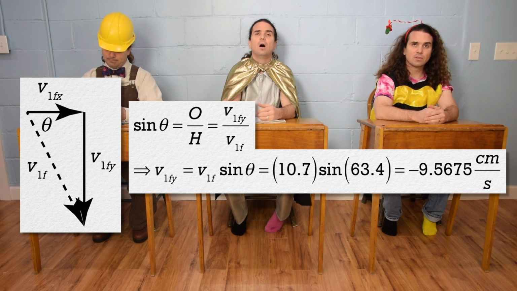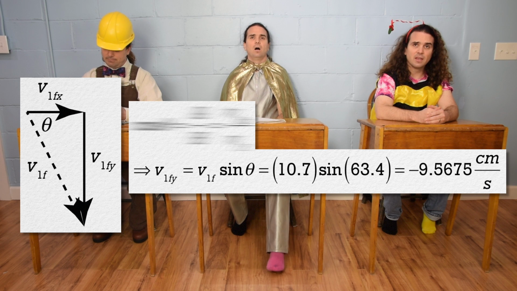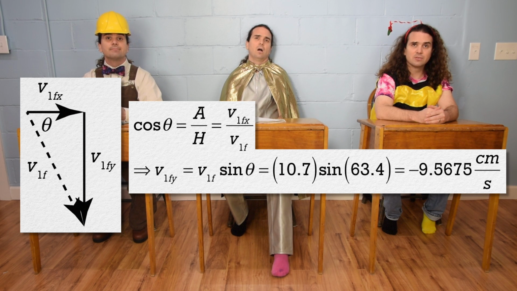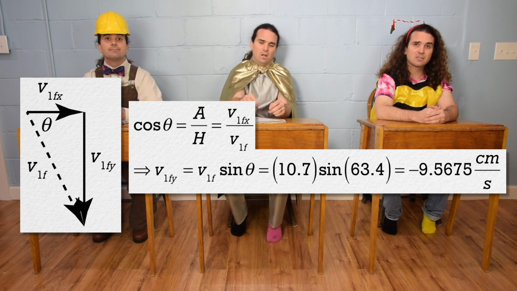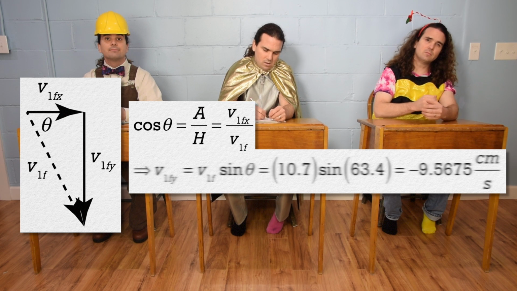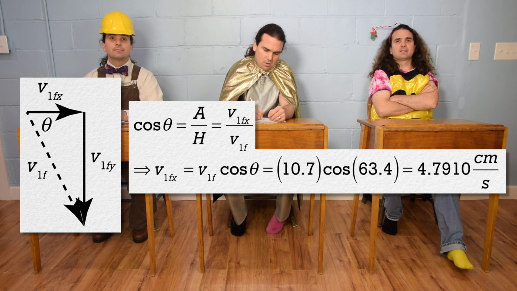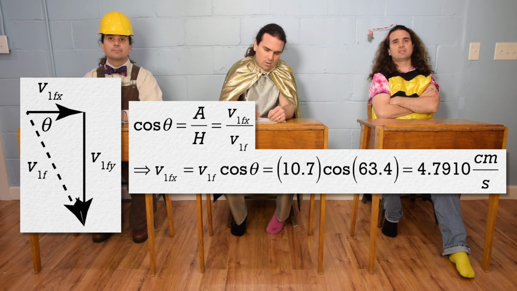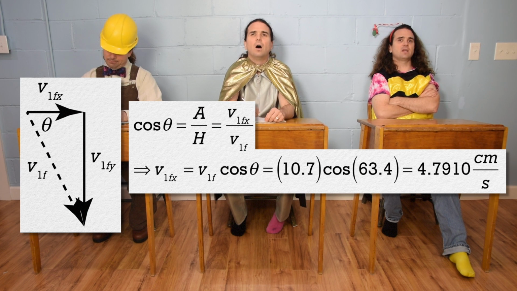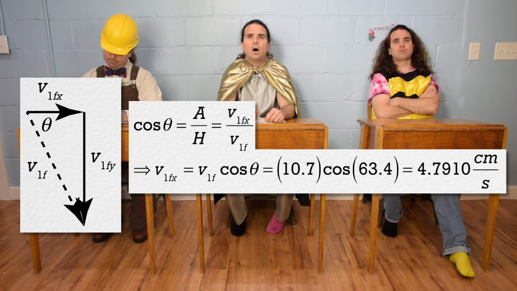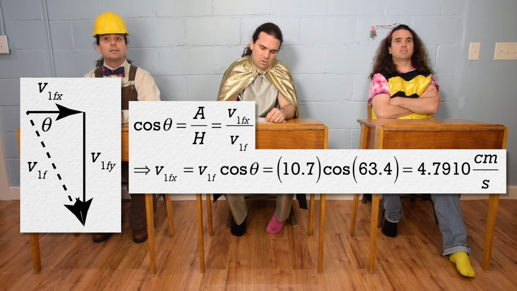We can do the same thing with cosine. Cosine theta equals adjacent over hypotenuse, or velocity 1 final x over velocity 1 final, which means velocity 1 final x equals velocity 1 final times cosine theta, or 10.7 times cosine of 63.4, which equals 4.7910 centimeters per second, and it's positive because it is east.